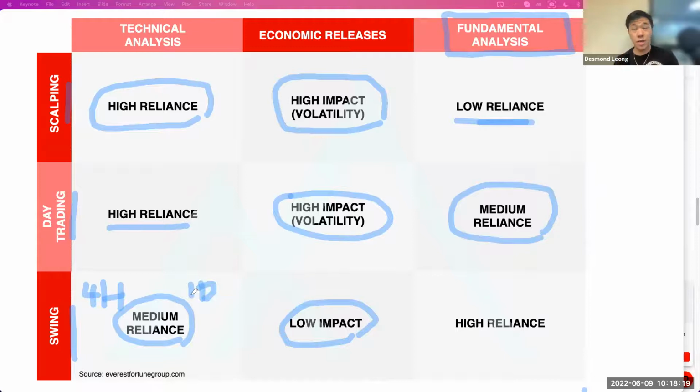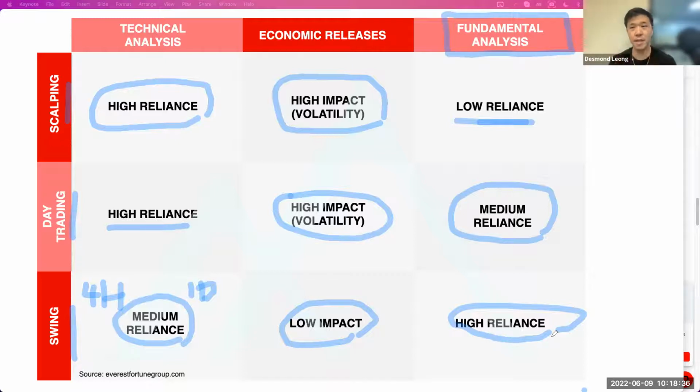So for swing trading, economic news releases are not that important, but what is really, really important is the fundamental analysis, your long-term view on where gold is heading, oil is heading, over the next 1 month, over the next 1 week. This is very important when it comes to swing trading.